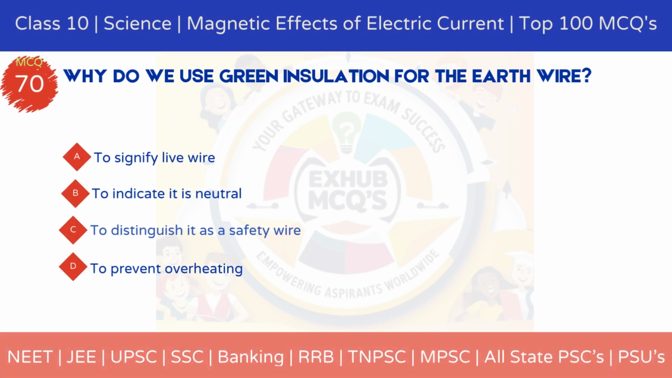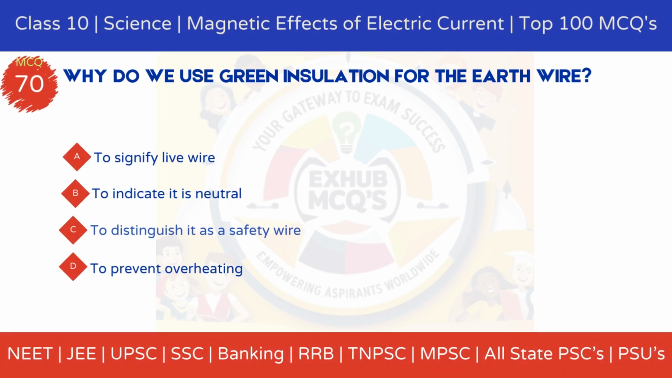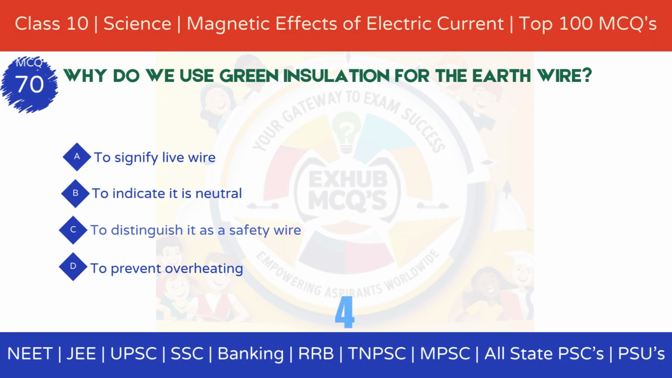70. Why do we use green insulation for the earth wire? Option A, to signify live wire. Option B, to indicate it is neutral. Option C, to distinguish it as a safety wire. Option D, to prevent overheating.